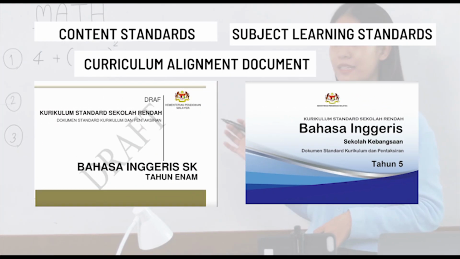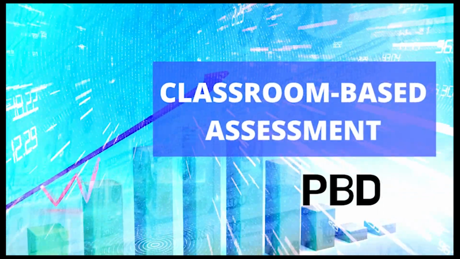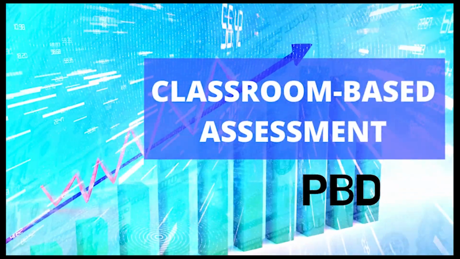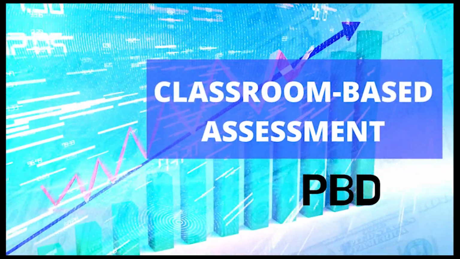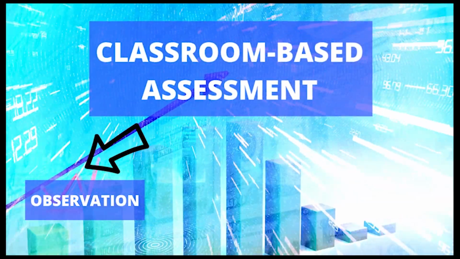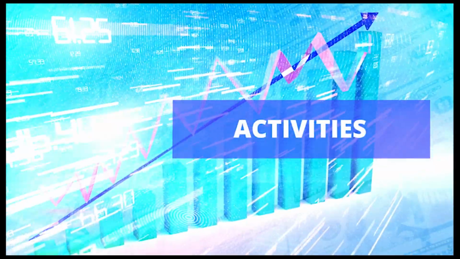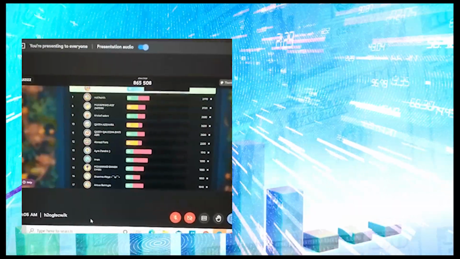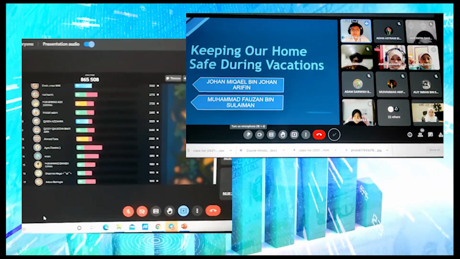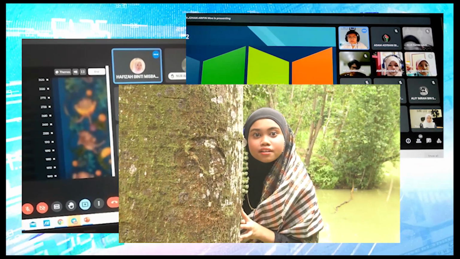My PdPR lessons are based on content standards, subject learning standards, and curriculum alignment document English language year 5 and 6. Classroom-based assessment implementations, which is also known as PBD. I continuously carry out multiple formative assessments after my PdPR lessons in 3 different methods: observation, speaking, and writing. There are several suitable activities to do for the assessment, such as storytelling, quiz, games, essay project, and role play. Each assessment is recorded in PBD transcript form.